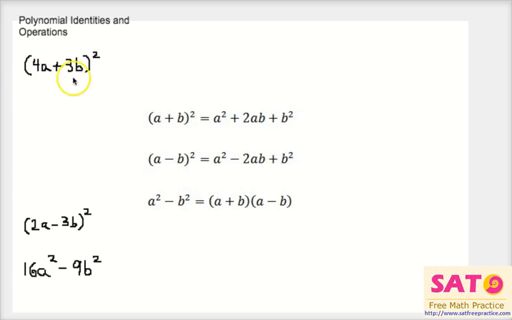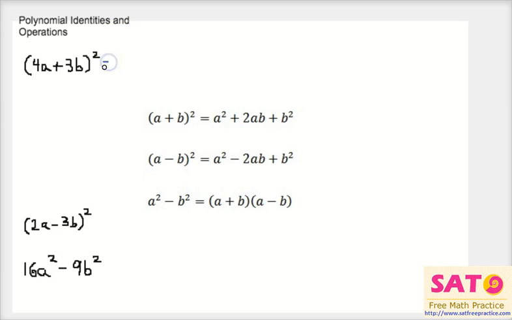So let's go with this one. 4a plus 3b squared. So that's obviously this one because that's the only one that's positive. So let's look at the formula. So a plus b squared equals a squared plus 2ab plus b squared. So first we square this, the whole thing, including the coefficient.